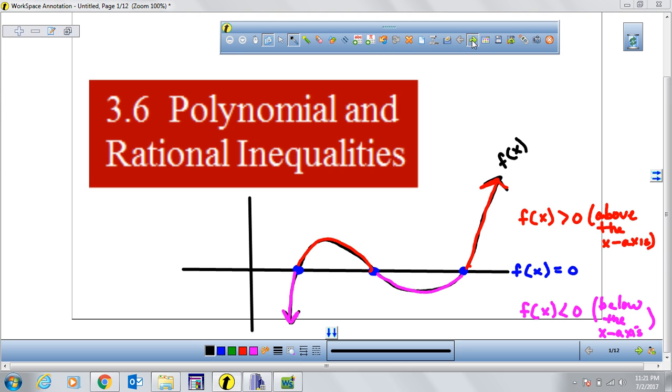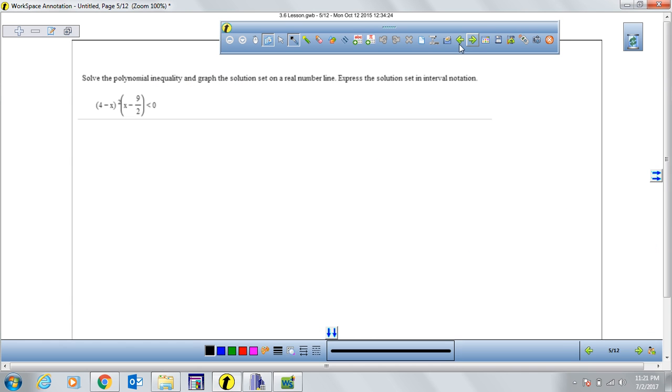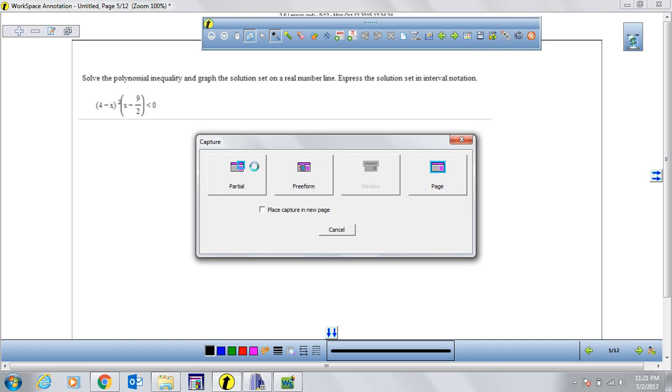So we're going to start now. One of the things that is very crucial in order for me to find that is the zeros. The zeros are my key points, or we call them boundary points, that we're going to use in order to find the intervals for the solutions of these inequalities. I'm going to guide you through the process. We're going to start by solving this inequality first.